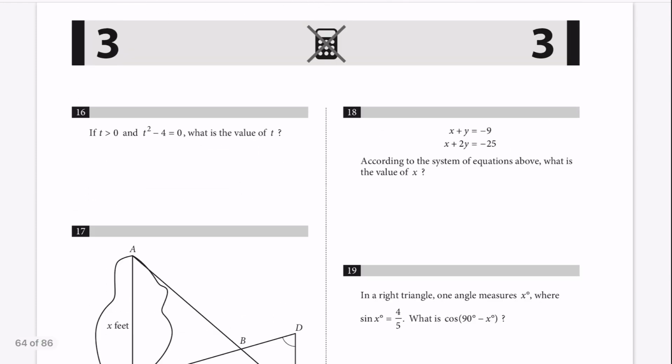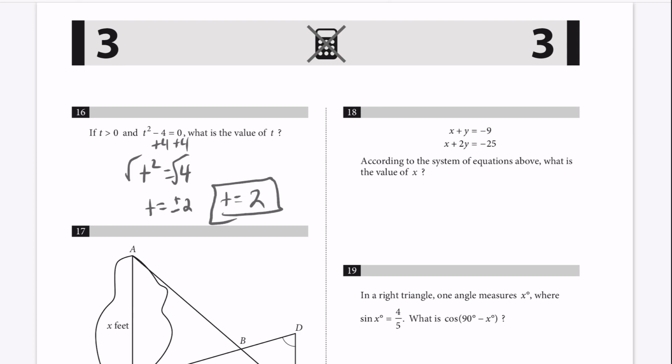So for number 16, if t is greater than 0 and t squared minus 4 equals 0, what is the value of t? Okay, so let's evaluate it. Let's add 4 to both sides here. And we'll get that t squared is equal to 4, and taking the square root of both sides, t is equal to plus or minus 2, but since it can only be greater than 0, t would be equal to 2 in this case.